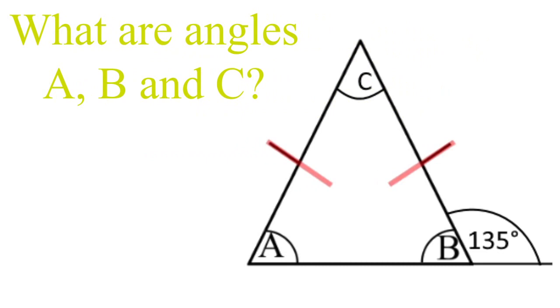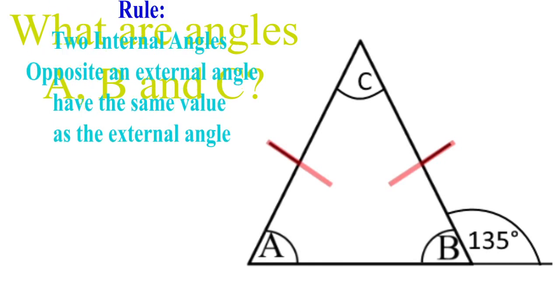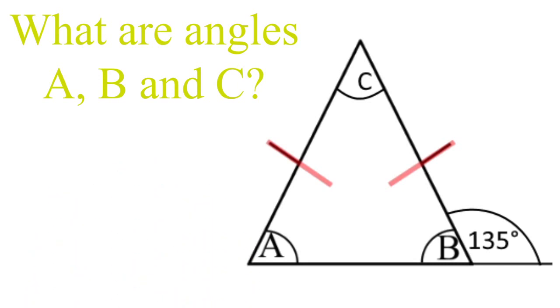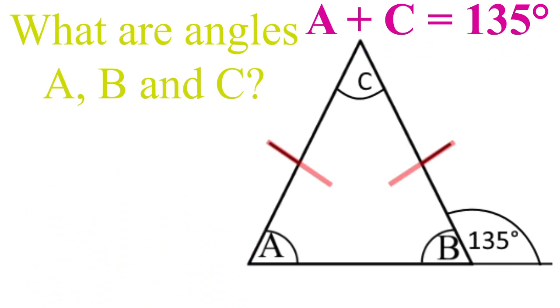So how are we going to find angles on this triangle? Well, I'd like you to remember a rule that we discussed in the last videos about internal angles that are opposite external angles. The rule was two internal angles opposite an external angle have the same value as the external angle. What that means is that 135 degrees, which is an external angle, has two opposite internal angles, A and C. A plus C must equal 135 degrees because they're opposite the external angle. So that means that A plus C equals 135 degrees. That's our first piece of useful information.